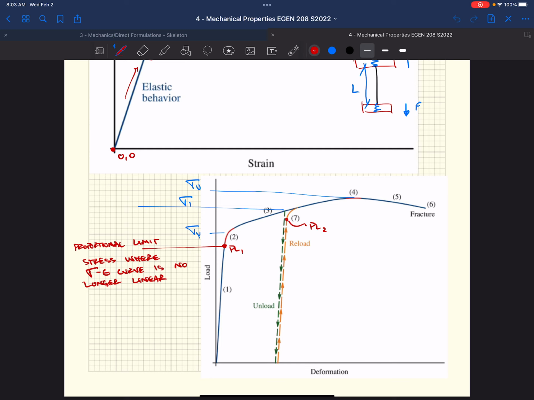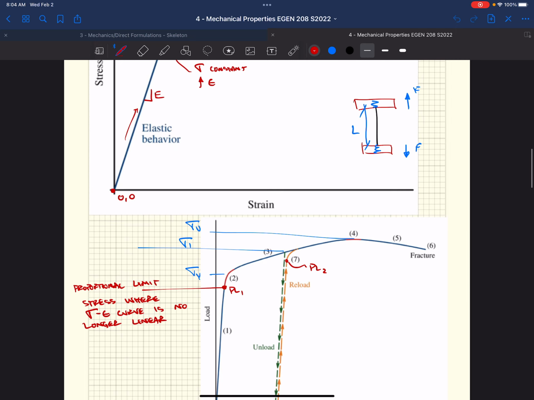So down here, we have one property called the proportional limit. That's the stress where our stress-strain curve is no longer linear. So the first time we load something up, it's going to be sitting right here at PL1. If we were to load it past our yield, or proportional limit, and then unload it, we've already gotten a new proportional limit. We go to reload it, and the point where our stress-strain curve is no longer linear is in a different spot. So we get PL2.